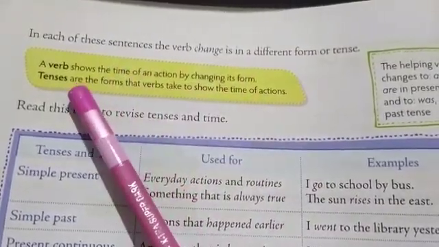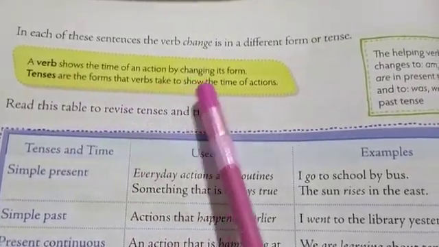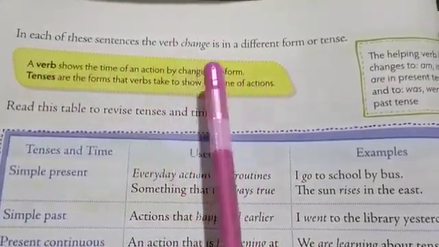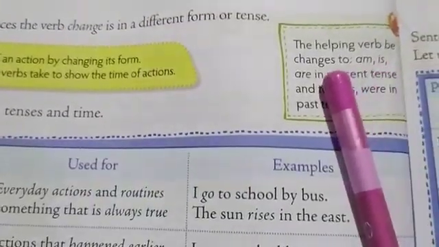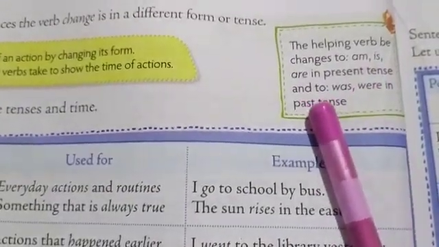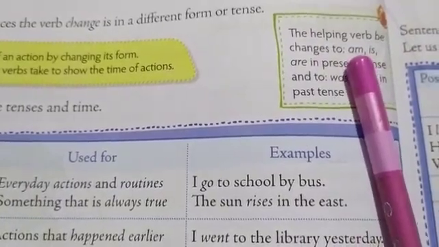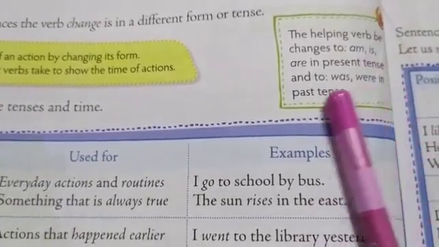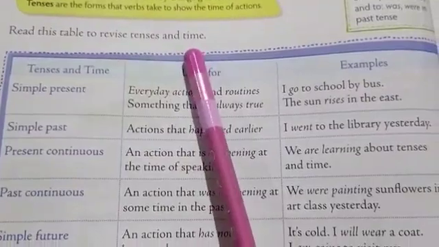This is a definition. What is tense? Tenses are the forms that verbs take to show the time of action. Tense belongs to the time of action. It tells when the verb or the action has been performed. The helping verb be changes to am, is, are in present tense and to was, were in past tense. So these are the helping verbs. In present tense we use am, is, are, and for past tense we use was, were, like this. Okay, student?